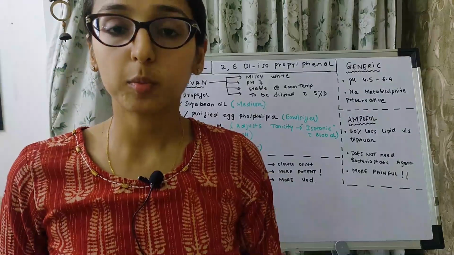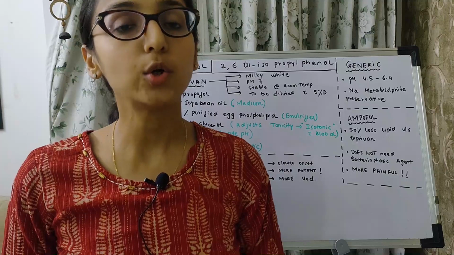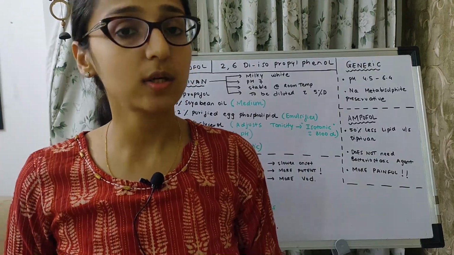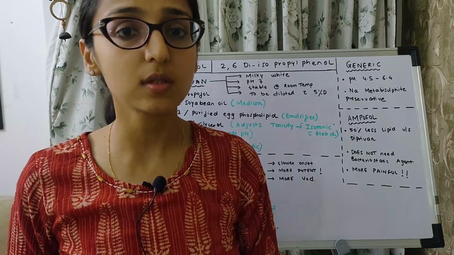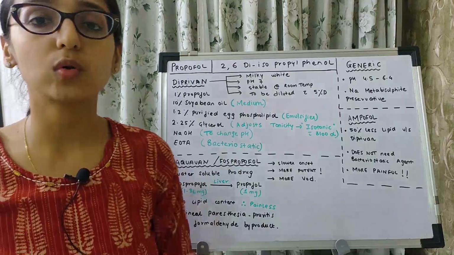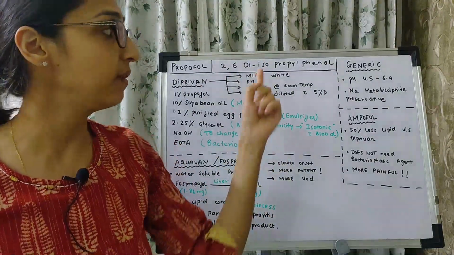Today we shall learn about propofol. It is the most commonly used sedative hypnotic drug to induce and maintain general anesthesia. It also has multiple other uses. So let's just quickly understand propofol. The chemical structure of propofol is 2,6-diisopropyl phenol.